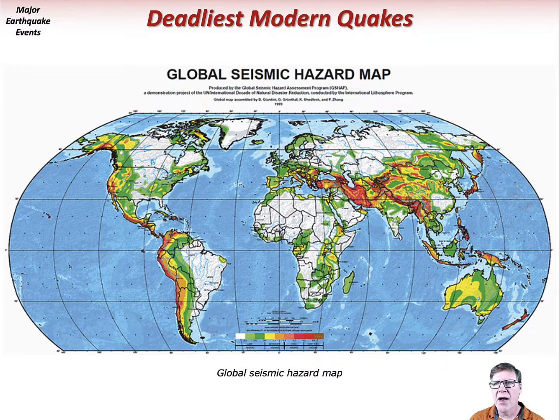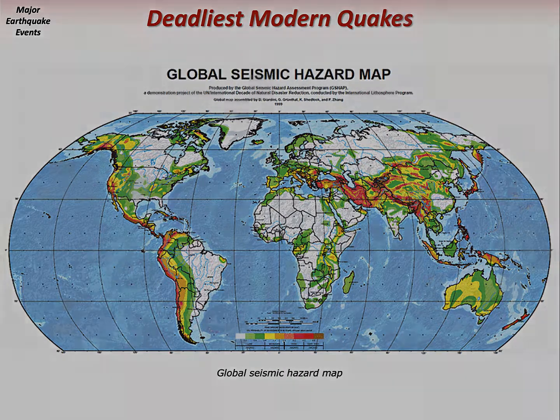Note that most of the higher value areas correspond with tectonic plate boundaries, but some lower end hazards are also present in areas away from active plate boundaries. For example, Eastern North America, Africa, Australia, etc.